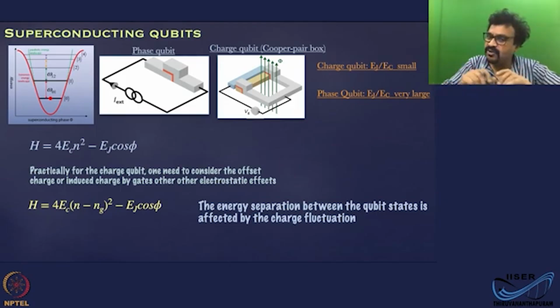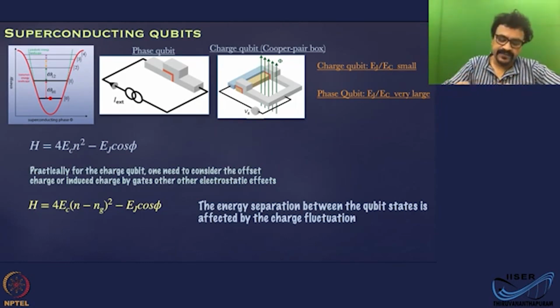For the charge state to be robust, the coupling to the circuit should be minimal or small. EJ is a measure of the coupling, so EJ by EC should be very small. That means the charging energy should dominate. That is when you get a charge qubit. In the opposite extreme, for the phase to be robust, the charging energy is small compared to the Josephson coupling. That's the other side.